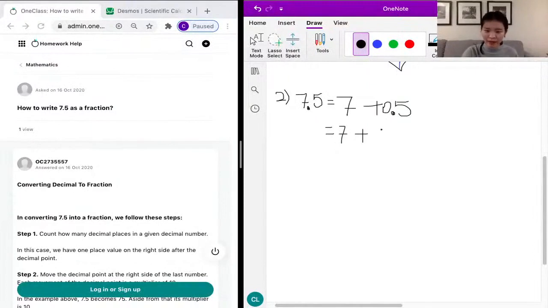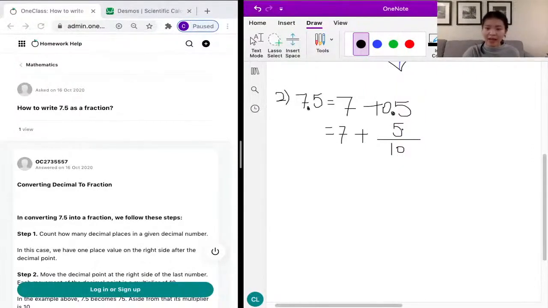And 0.5, since the 5 is in the tenths place, we would write the 5 on top, and since it's in the tenths place, we put the denominator as 10. So we converted the number after the point into a fraction. And also 5 over 10.